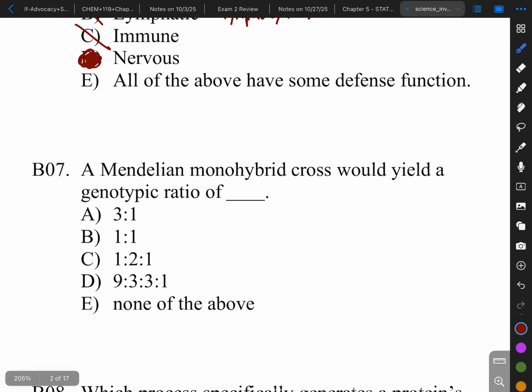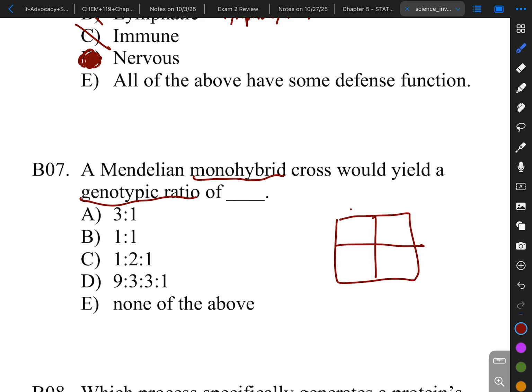For 7, you're asked to find the genotypic ratio of a monohybrid cross. So let's go over what these words mean. A monohybrid cross basically is a cross between two heterozygous organisms. Remember, heterozygous means you have one dominant allele, one recessive allele. And now you're asked to do a monohybrid cross between the two. So after we do the Punnett square crossing, we'll get these 4 different genotypes.